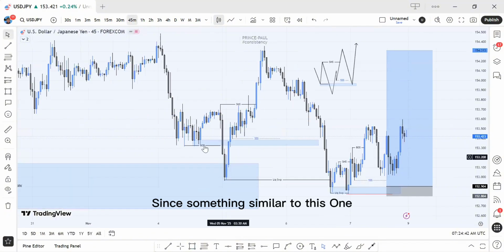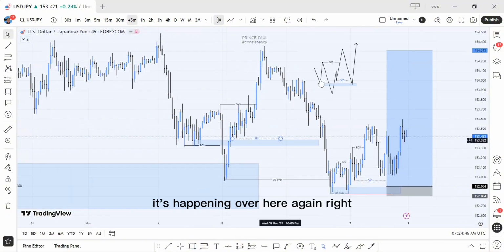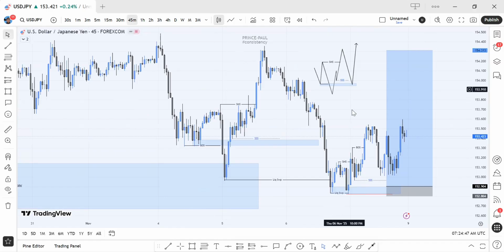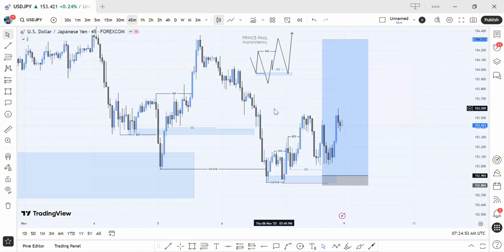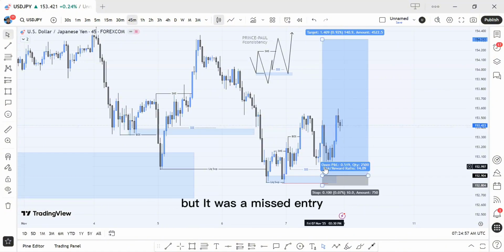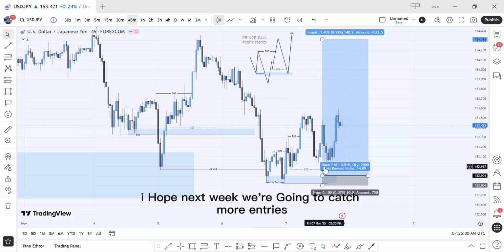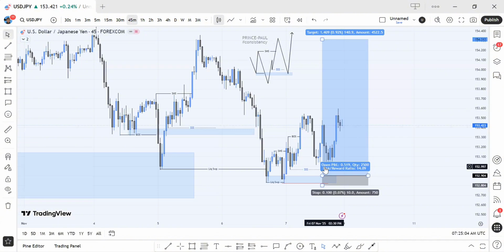So this was this entry over here again. Since something similar to this one is happening over here again, right? And I love this kind of entry so much. Whenever I see this kind of entry aligning with the structure, I'm always happy to execute. So that was why I executed this trade, but it was a missed entry. I hope next week we're going to catch more entries, better opportunities, and just keep trusting the process, remain consistent. The good trades are still going to come, right?